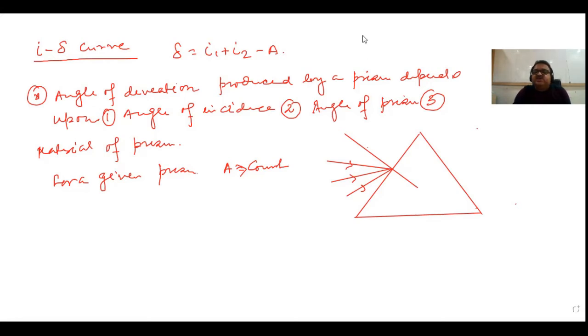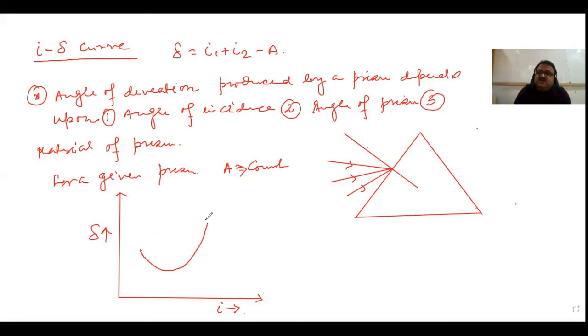For that, if you do this experiment in the laboratory, you will find a beautiful curve called the I-delta curve, where I stands for angle of incidence and delta stands for angle of deviation. Now watch this curve very carefully. I am plotting delta along the y-axis and I along the x-axis. You will find that when the angle of incidence starts from 30 degrees onward, the pattern of the graph looks like this.